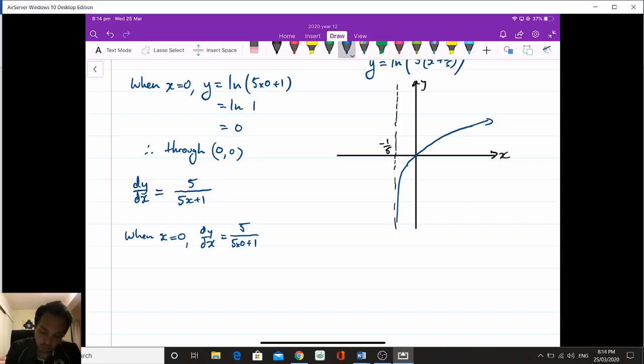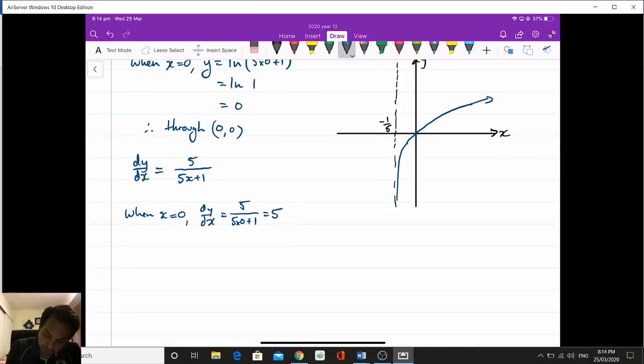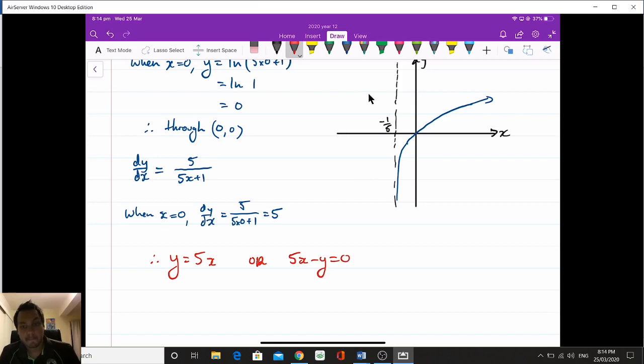So that's just 5 over 1, which is 5. Okay, and I'm not going to do the point gradient formula for this. If it goes through this point and has a gradient of 5, the tangent is actually a line of y equals 5x, or we could write that, of course, as 5x minus y equals 0 form.